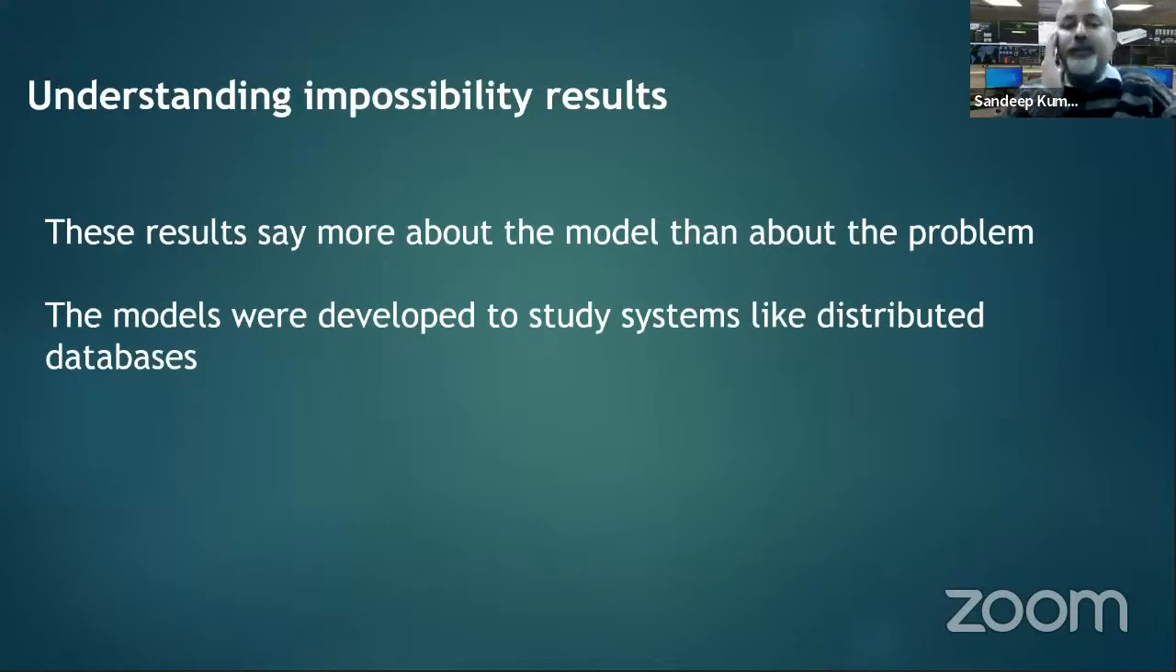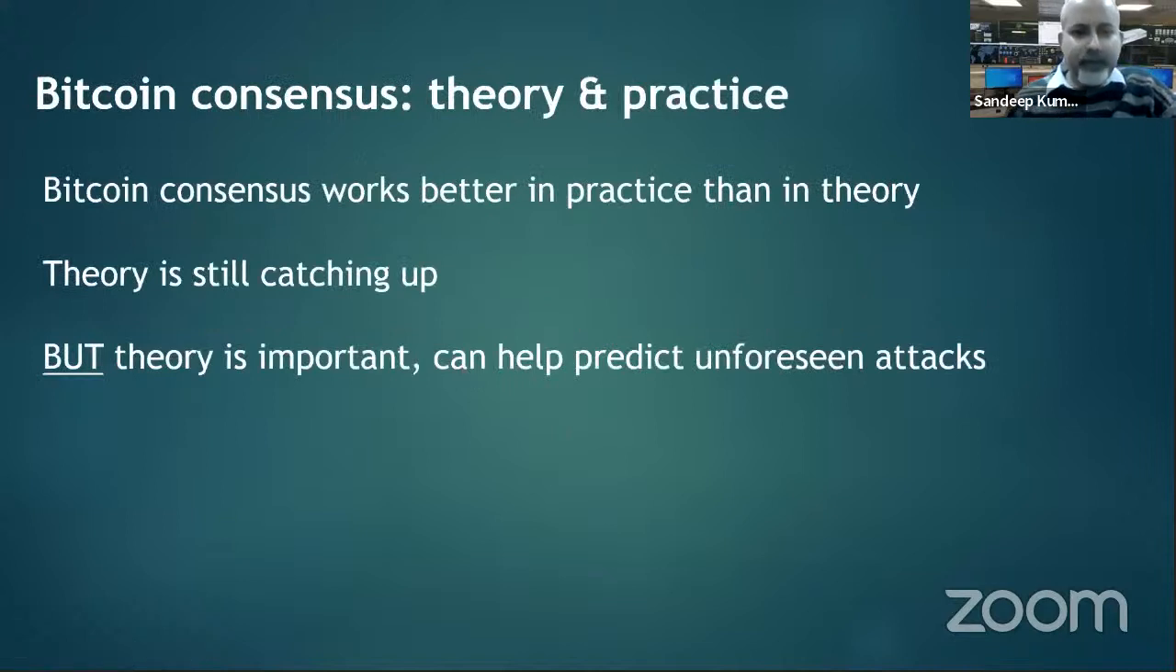So the earlier impossibility results by Lynch and others can now be set aside, because the model of computation they used was not necessarily what is happening in the real world. So let's not worry about them. Bitcoin consensus works better in practice than in theory. The theory is still catching up because there is a lot of randomization that goes on. Nobody has done a full-fledged analysis of the Bitcoin consensus algorithm, but it works.